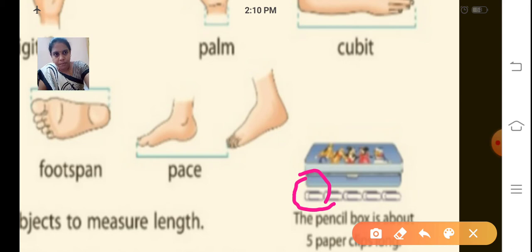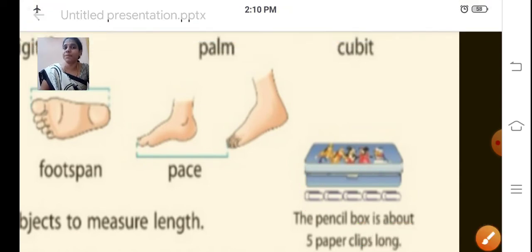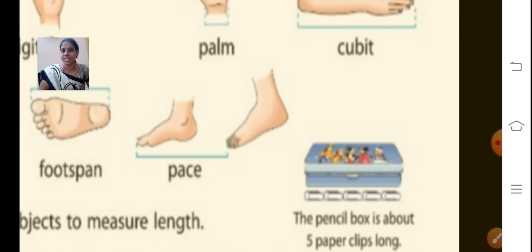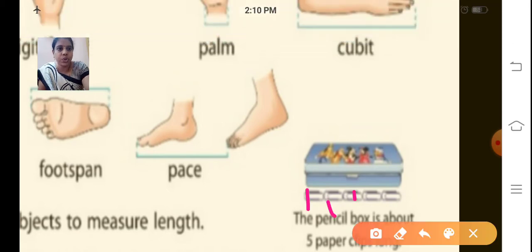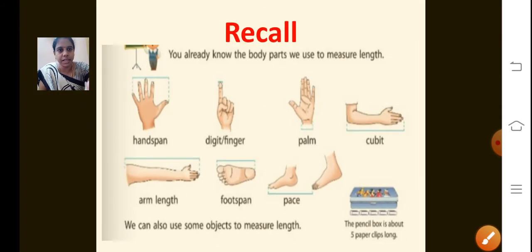See, this is a box. How to measure this length if you have paper clips? You just keep the paper clips like this and see how many. The pencil box is about 5 paper clips long. See, they have kept 5 paper clips. Just see 1, 2, 3, 4, 5. So the pencil box is about 5 paper clips long. If you have this, you can measure the length of some objects.